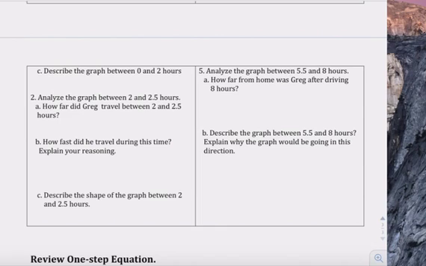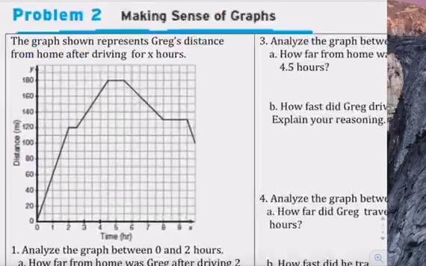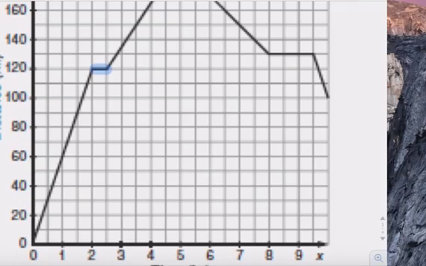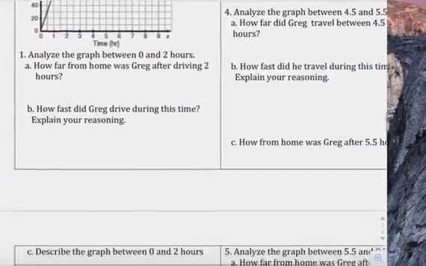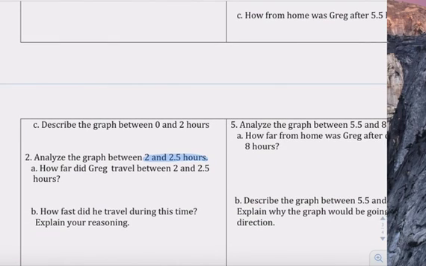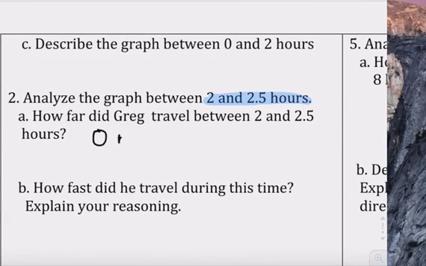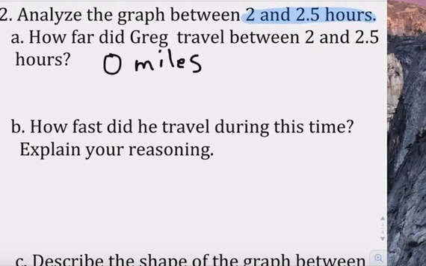Analyze the graph between 2 and 2.5 hours. Where's 2 and 2.5 hours? 2 and 2.5 is this little spot right here. Analyze that graph. How far has Greg traveled between 2 to 2.5 hours? 0 miles. He traveled nowhere. How fast was he traveling during this time? 0 miles per hour. He's not moving.